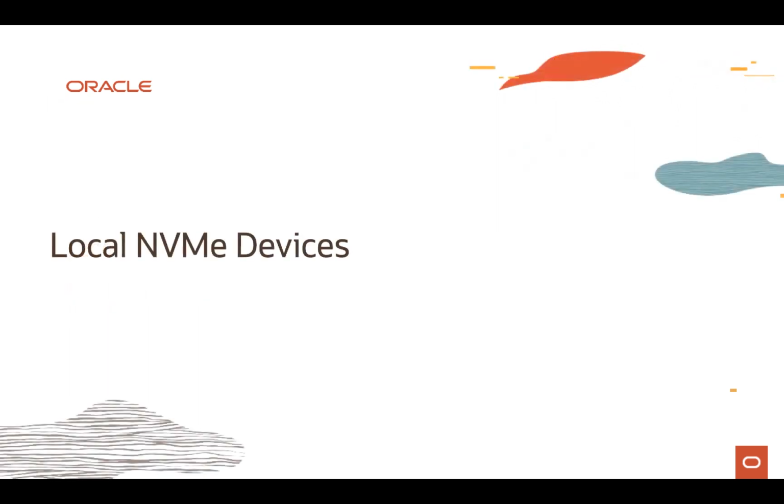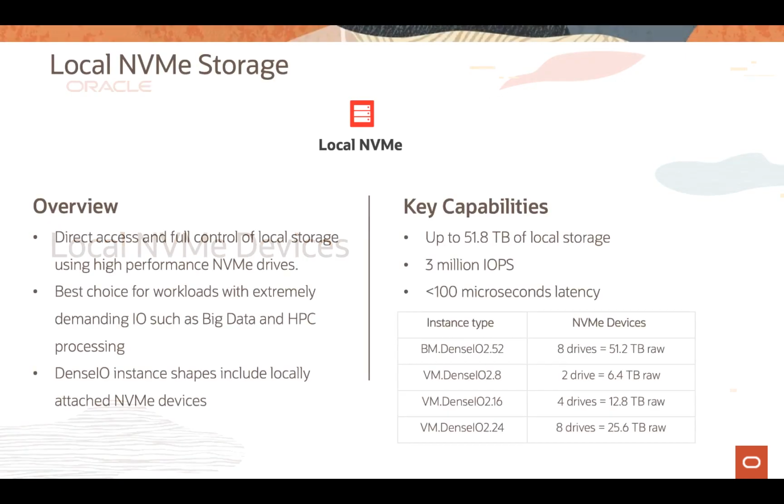So the first portion of this is local NVMe devices. We're going to talk about local NVMe devices, how we can use them, what options are available inside of OCI to use that, and what kind of performance you can have with local NVMe as well.